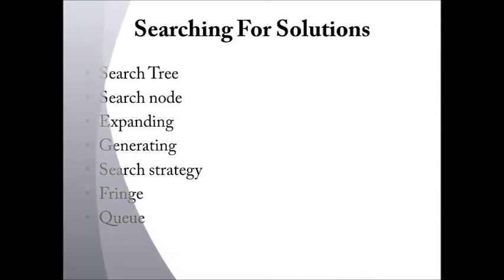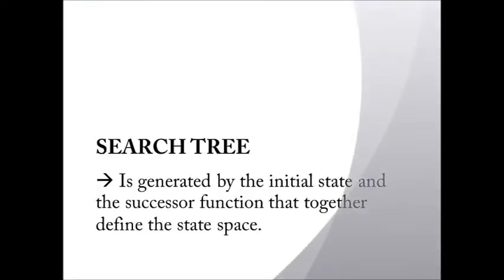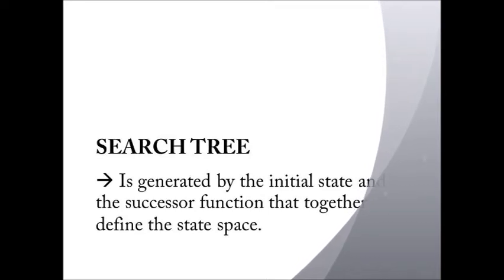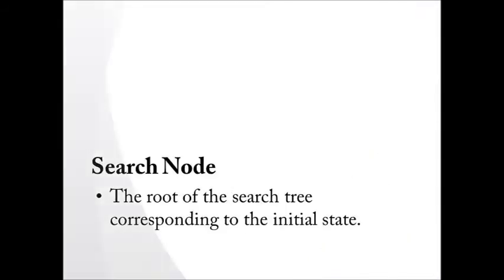Searching for solutions. Having formulated some problems, we need to solve them. This is done by a search through the state space. These are search techniques that use an explicit search tree that is generated by the initial state and the successor function that together define the state space. In general, we may have a search graph rather than a search tree, when the same state can be reached from multiple paths. The root of the search tree is a search node corresponding to the initial state.